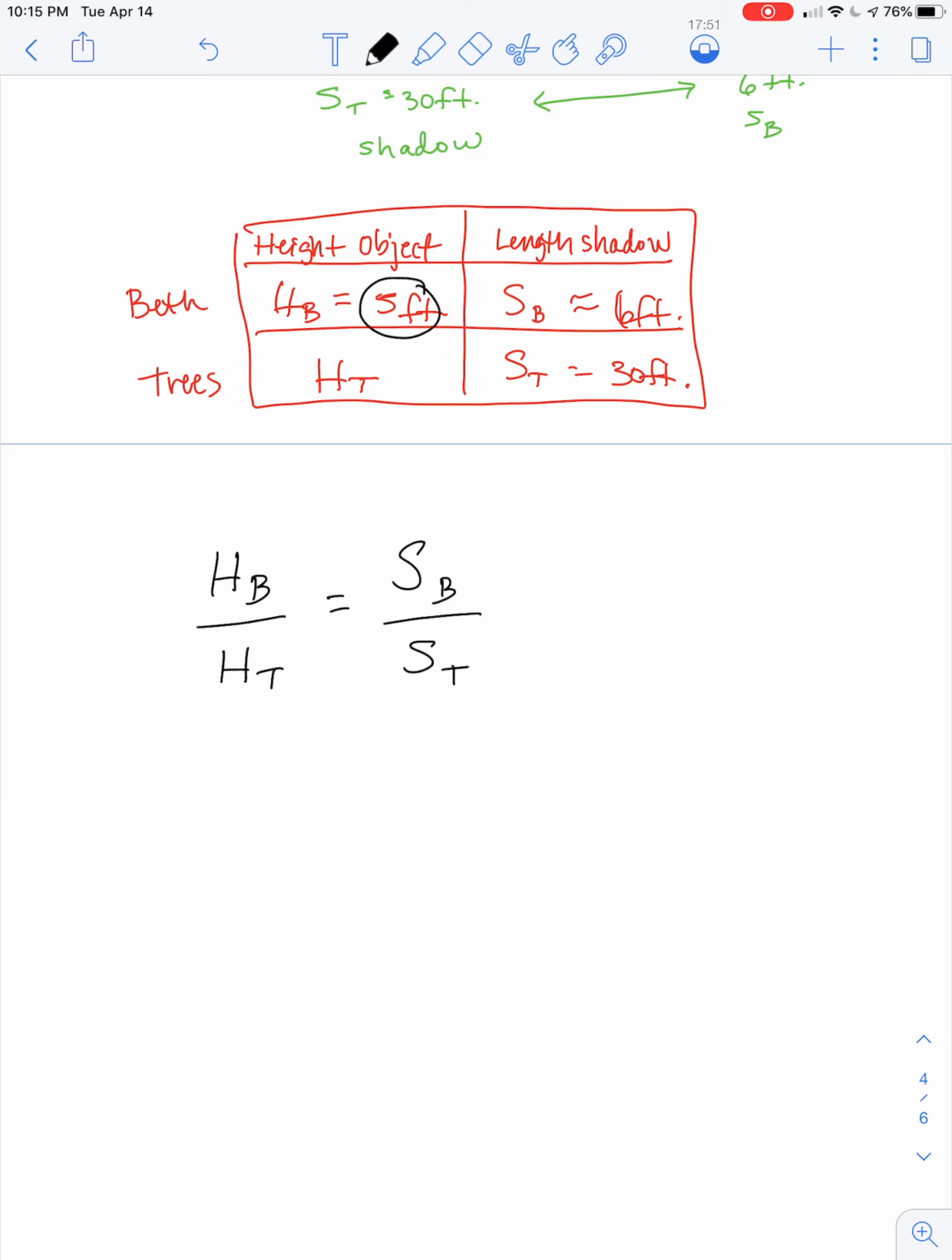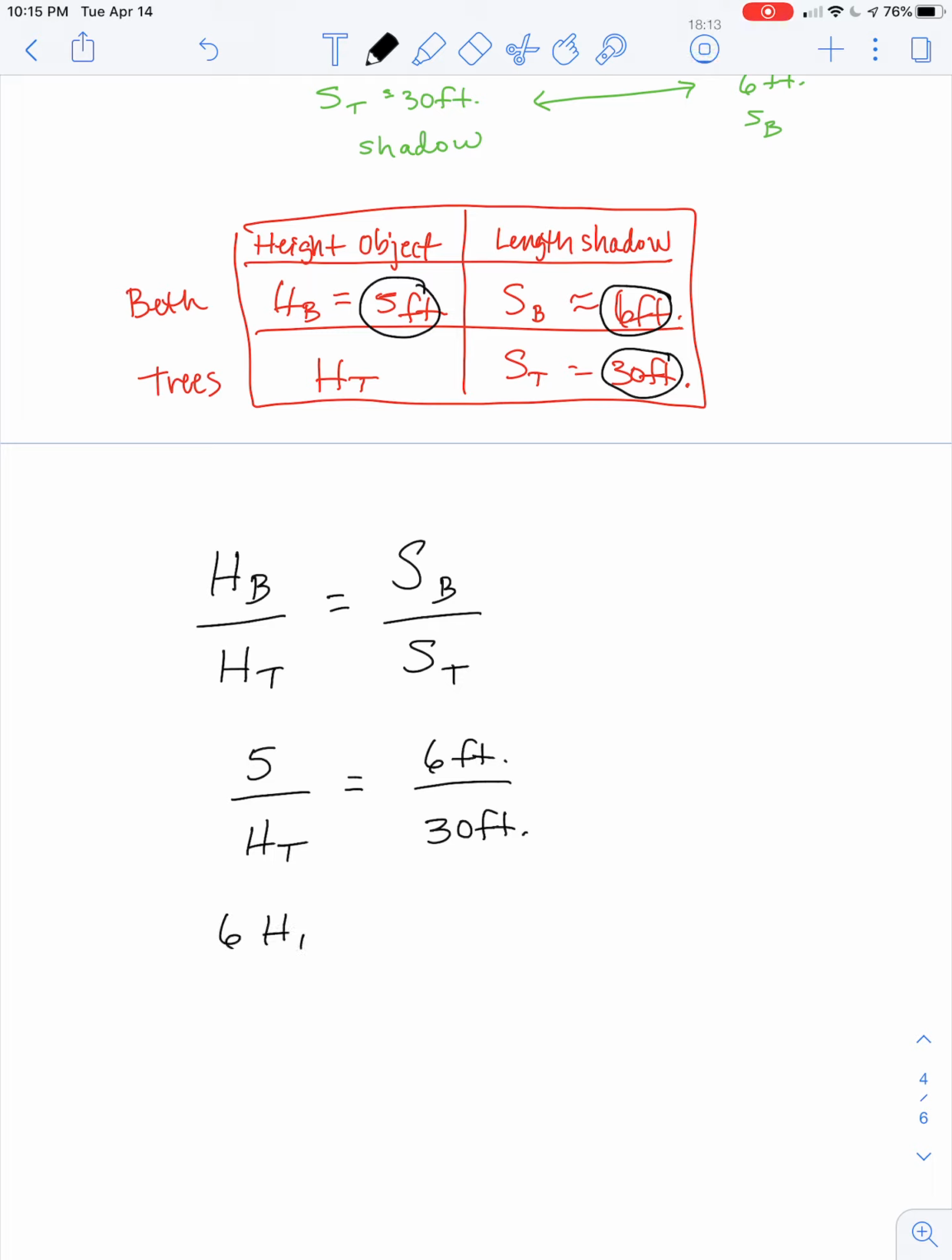So what is the height of Beth? The height of Beth is 5 feet. The height of the tree, we don't know. That's what we want to figure out. The shadow of Beth is about 6 feet. Using the same method to determine the shadow of the tree, it was determined that the tree's shadow length is 30 feet. Now let's use our cross products.